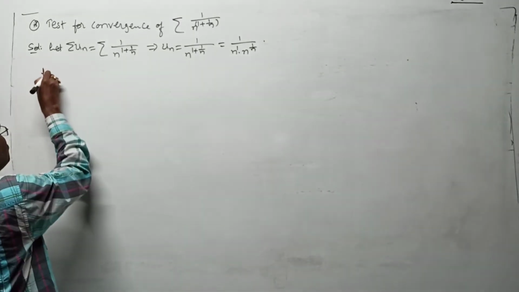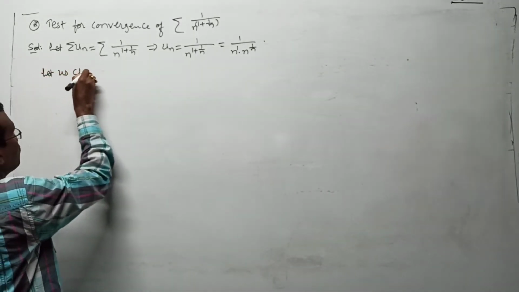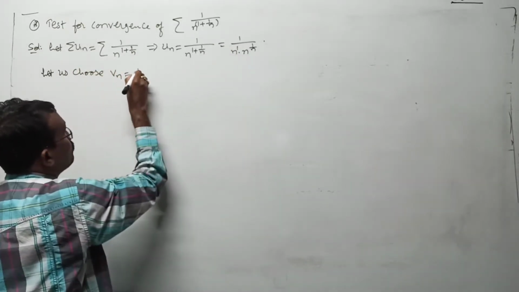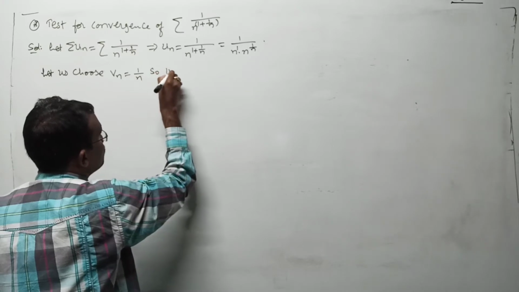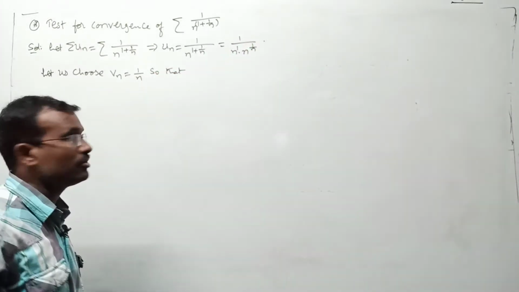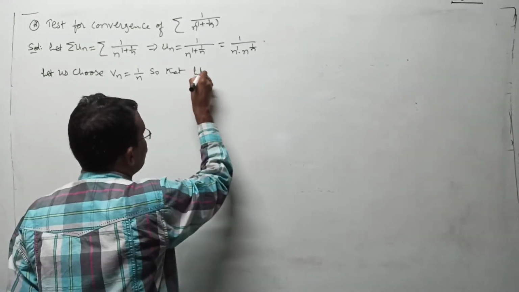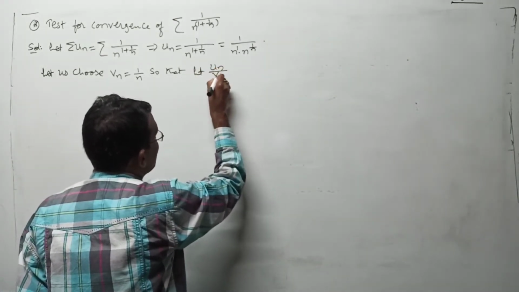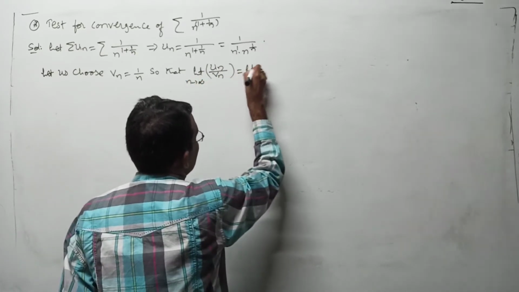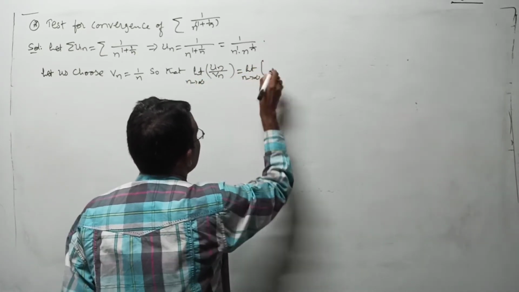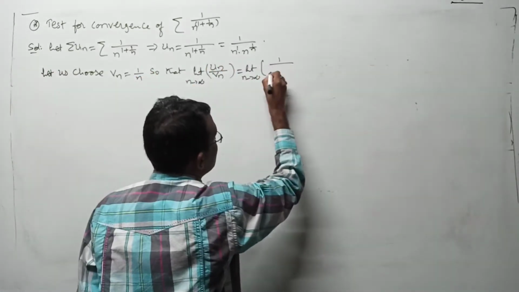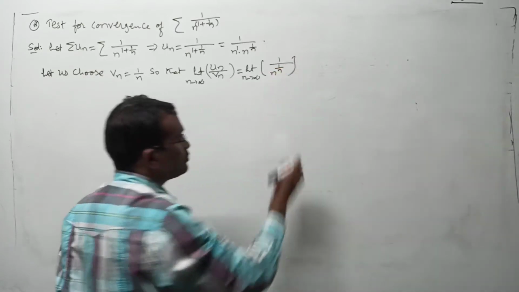Here let us choose Vn. What is that? This 1 by n. Don't misunderstand, not this 1 by n. This 1 by n we took as 1 by n power 1, right? So once go for limit Un by Vn as n tends to infinity. This is limit as n tends to infinity. Now Un by Vn means this n gets cancelled. It is 1 by n to the power of 1 by n.